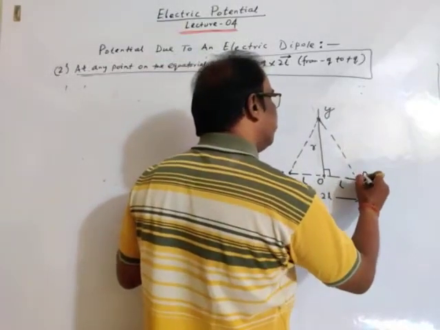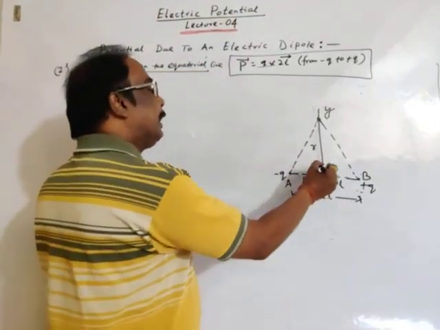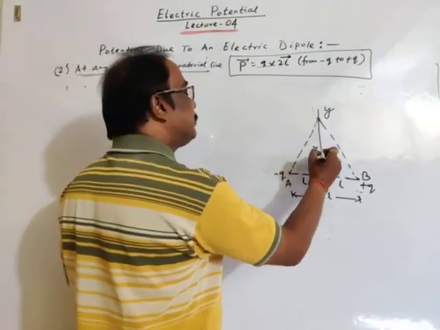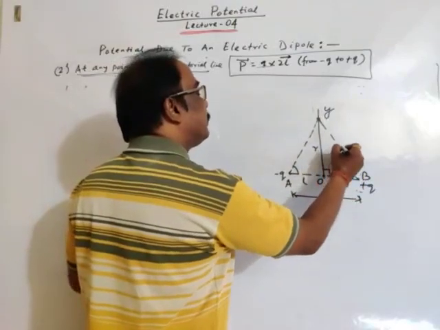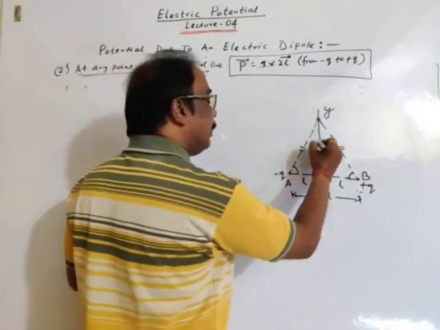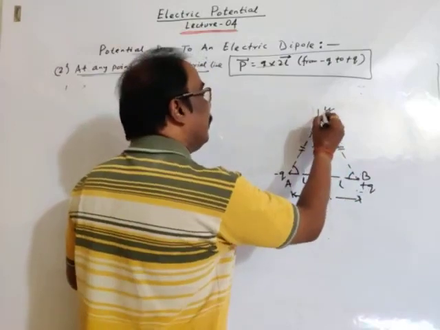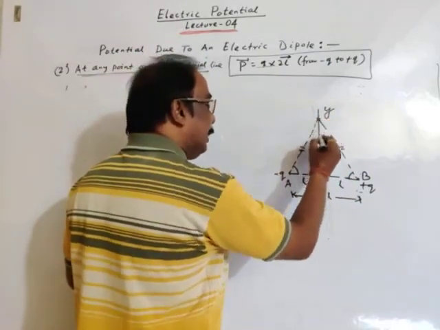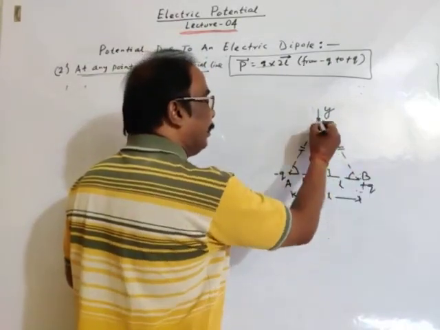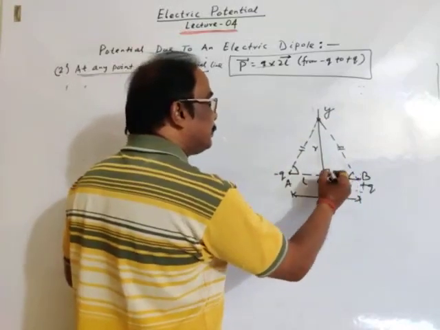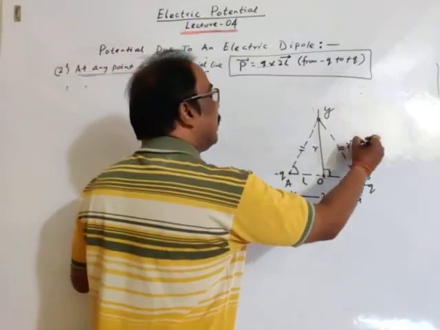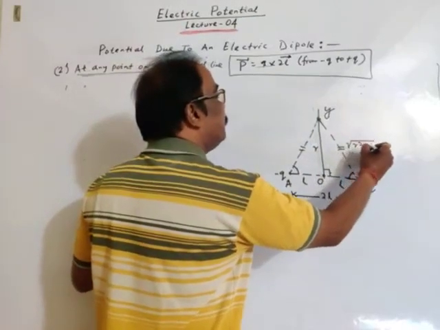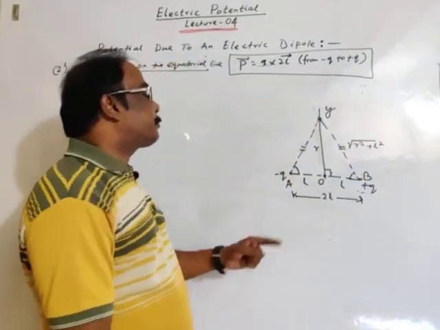Plus q and this is B. Okay, this angle is 90 degrees, this distance is r. So obviously these two sides are same. This is a right angle triangle. YOB is a right angle triangle. This is base, this is perpendicular, and this is hypotenuse. So this is equal to square root of r square plus l square.